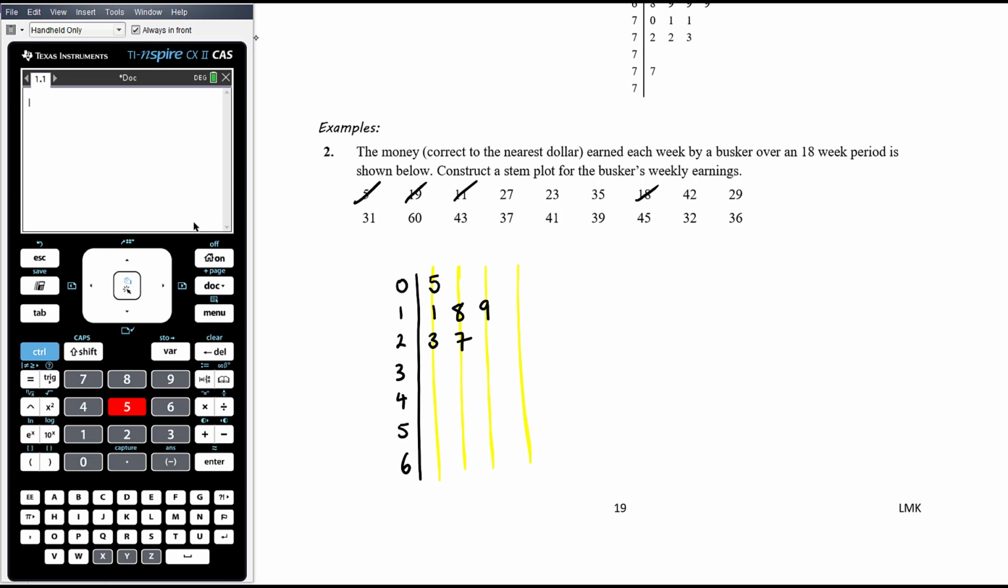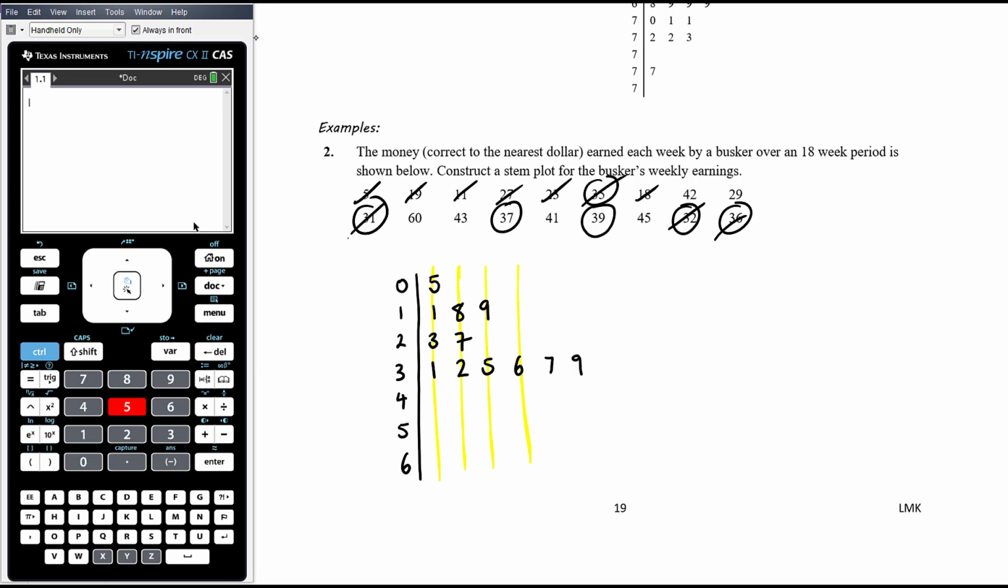Okay, so we've done the 27 and the 23. Now we're looking for the numbers in the 30s. There's quite a few. So we've got 35, 36, 32, 39, 37, 31. Okay, so we've got 31, 32, 33, 34, 35, 36, 37 and 39. So 7 and 9.